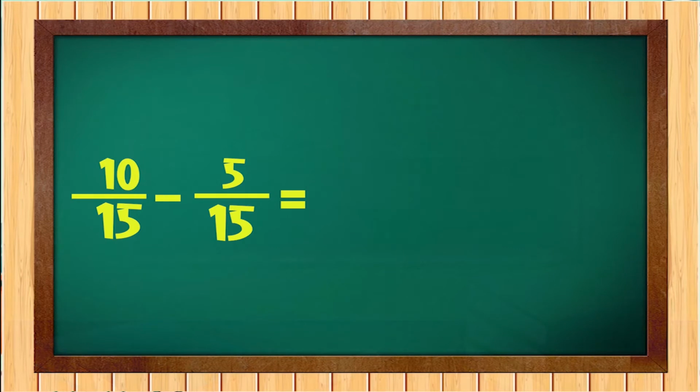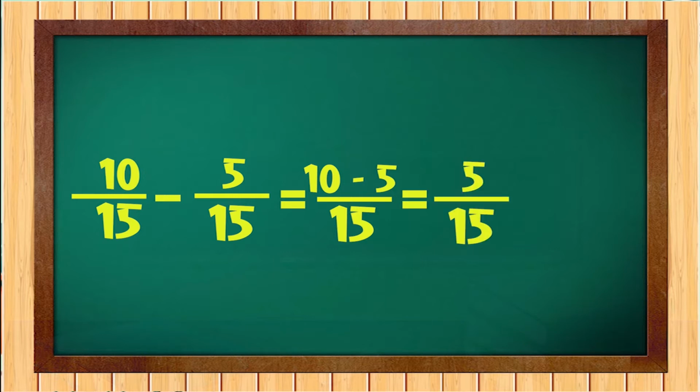Let's look at example 2. 10/15 take 5/15. Of course, our denominators are the same and we never subtract them. Our numerators are 10 and 5 respectively. So we place our numerators, 10 take 5 over 15, the common denominator. When we take 5 from 10, what would our answer be, boys and girls? Yes, 5. Our answer is 5/15.